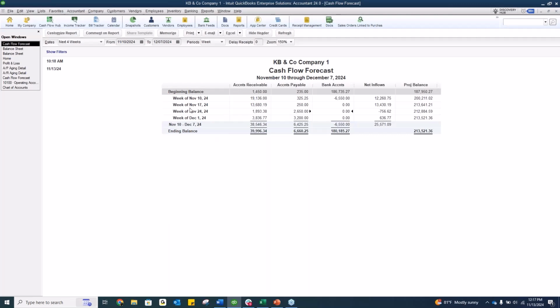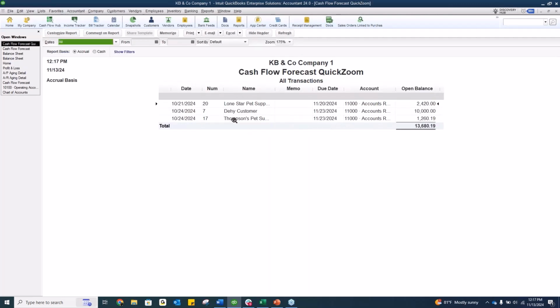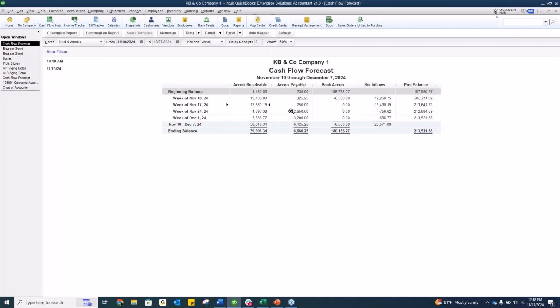For example, if I look at the week of November 17th in accounts receivable and I double click, I'm going to see that I have my transaction dates here and the due dates are within that week period. Therefore, QuickBooks is producing my accounts receivable will increase my cash flow here by about $13,000 in that period. The same is true on my accounts payable side.